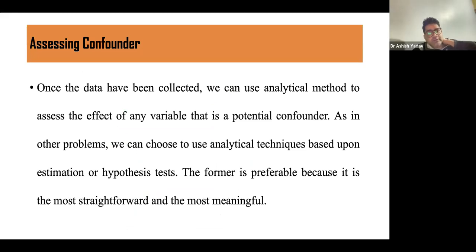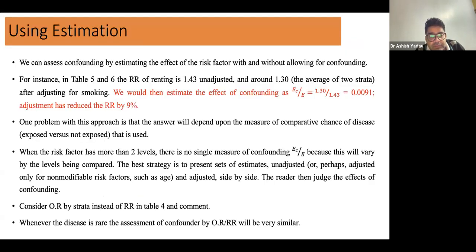Okay, there are a few standard approaches to ascertain the confounding effect and interaction effect, and we will be discussing some of them. One is using the estimation method. We can assess confounding by estimating the effect of the risk factor with and without allowing for confounding. For instance, in tables 5 and 6, the RR for renting is 1.43.